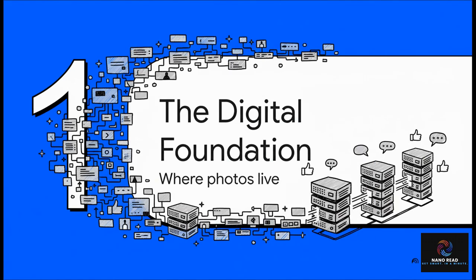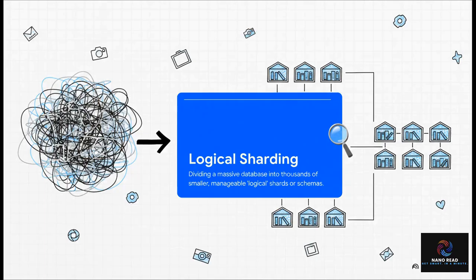Okay, let's start at the deepest level, the data itself. Every single post, every like, every comment has to live somewhere. And when you're talking about Instagram's scale, that is a truly monumental storage problem. So, to store all that data, they don't just build one impossibly huge database. That would be a disaster.